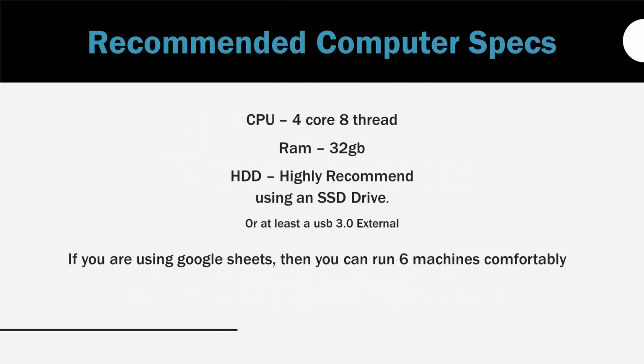So here are the computer specs that I would recommend if you have the ability. 4 core, 8 thread with 32 gigabytes of RAM if you can squeeze it. If you are looking to get a new computer or you want to build one, I would say go AMD Ryzen processor all the way. I got my 2700, which is the last gen model. It's got 8 cores, 16 threads, on sale for $150.